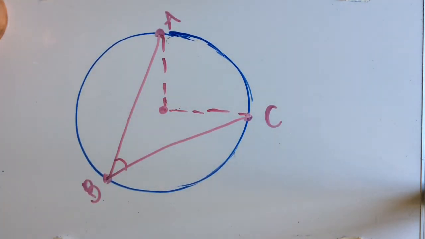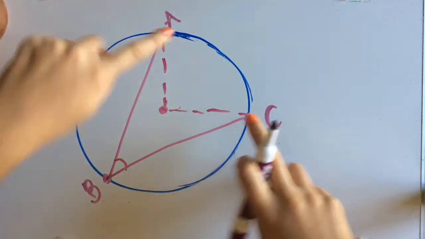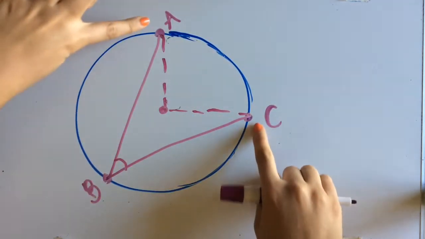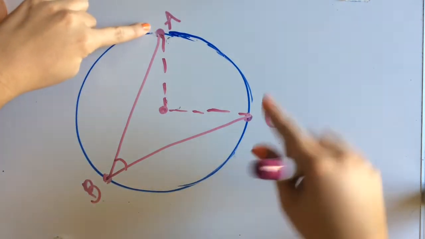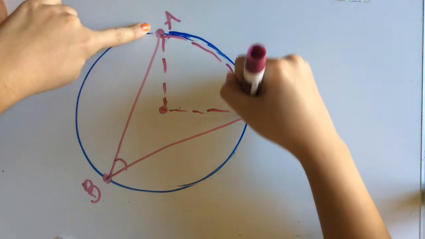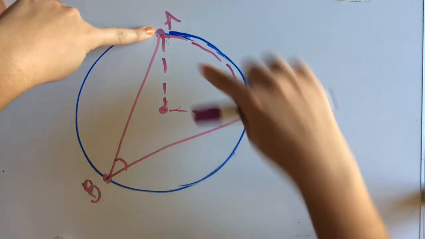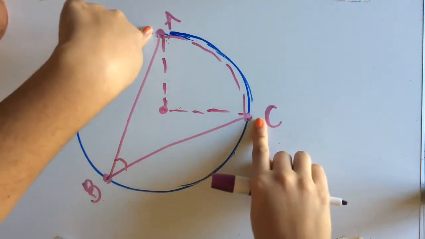It says an intercepted arc is the arc that lies between the endpoints. So if this is our inscribed angle, the endpoints that are not the vertex are these two points where the angle goes out to. This arc right here, that curve between the two sides, is called the intercepted arc.